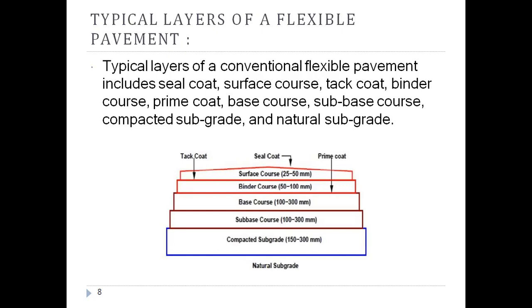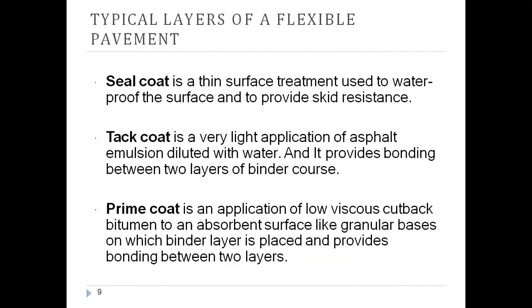There is a prime coat, tack coat, which is a seal coat, which cannot percolate water into these layers, so that the water spread on these pavements can be smoothly collected into the drainage lines or sewer lines, which run along these pavements.